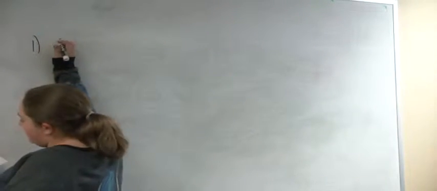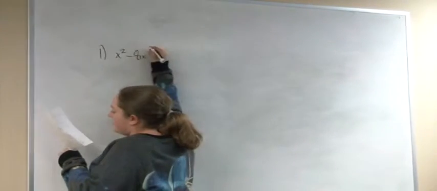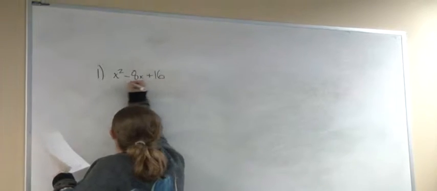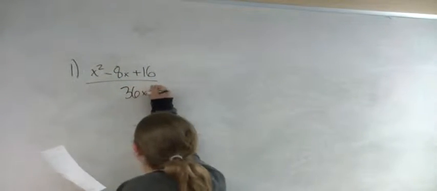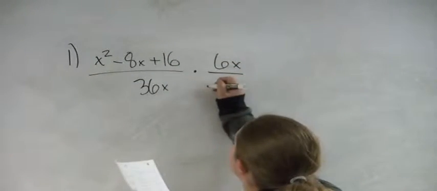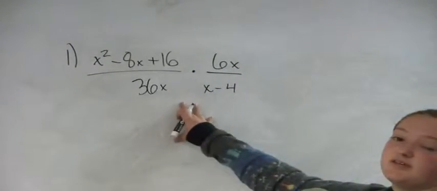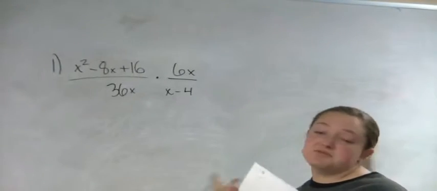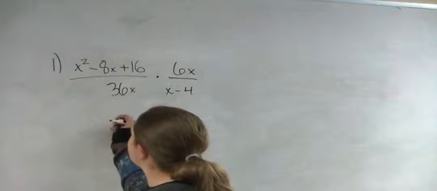Okay. So, my first example is x squared minus 8x plus 16 over 36x times 6x over x minus 4. So, it's already in standard form, and none of them are negative, so I can skip down to that third step. So, the third step was to factor everything.